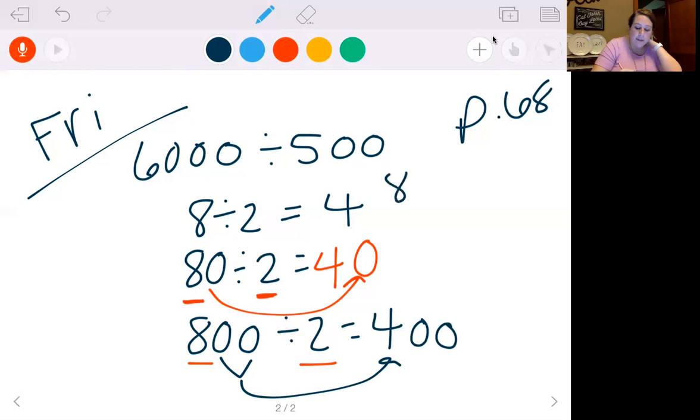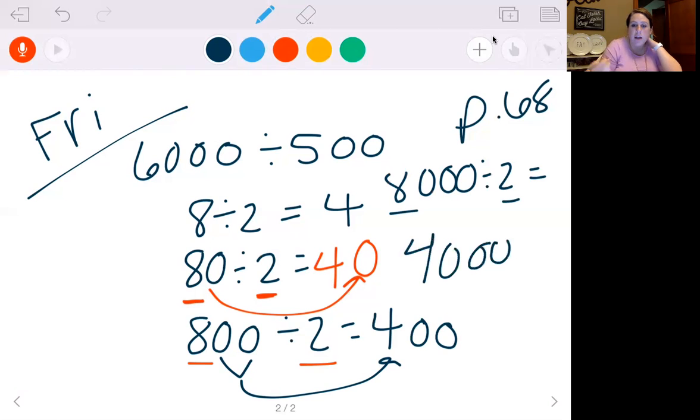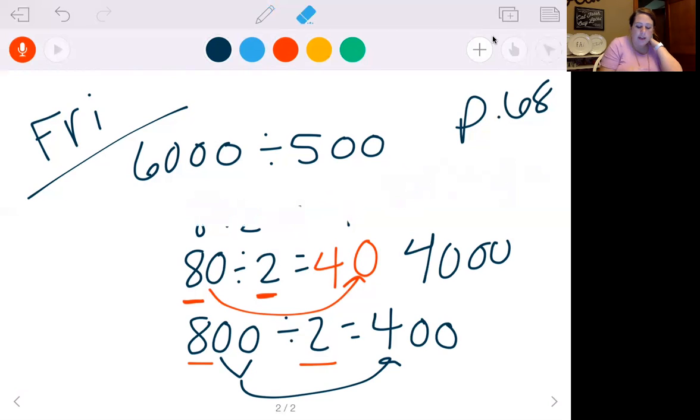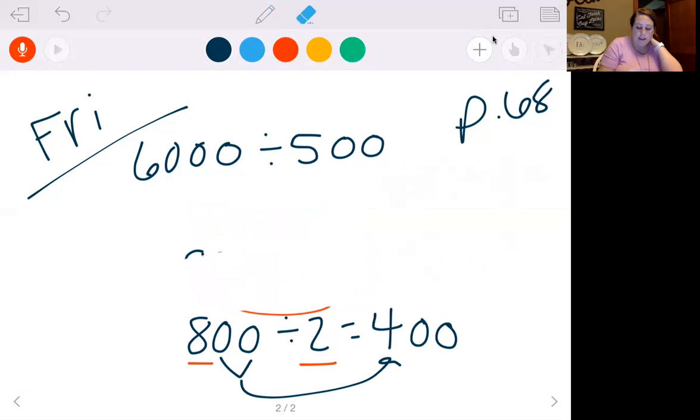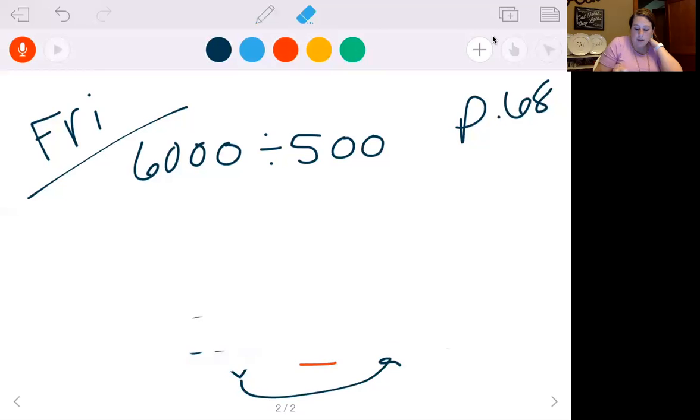We can do the same thing with 8,000 divided by 2. 8 divided by 2 is 4. Add those 3 zeros on the other end. Very similar to what we did. It is the exact same, except this time you're dividing it instead of multiplying it. Okay, so let's look at the problem they gave us. And let's look at what else they have.